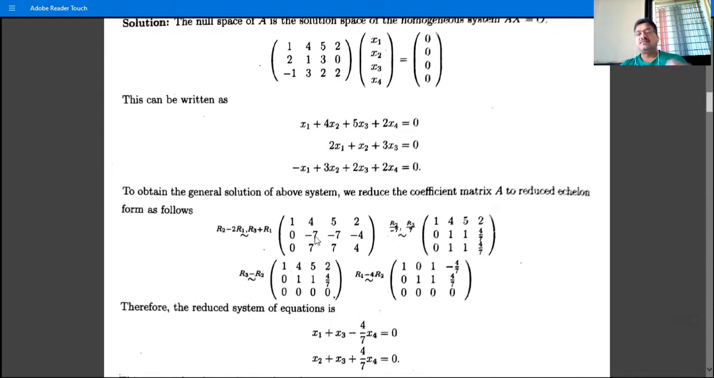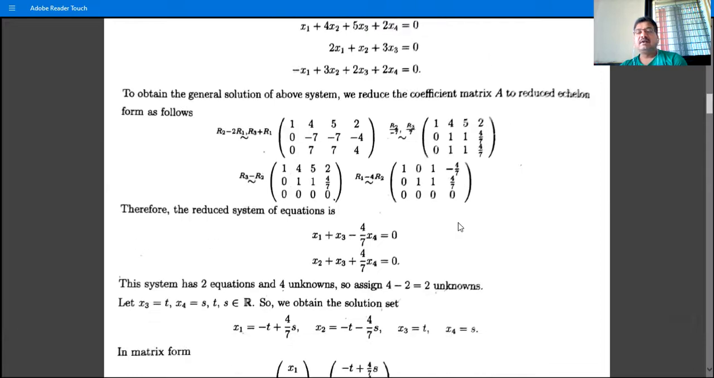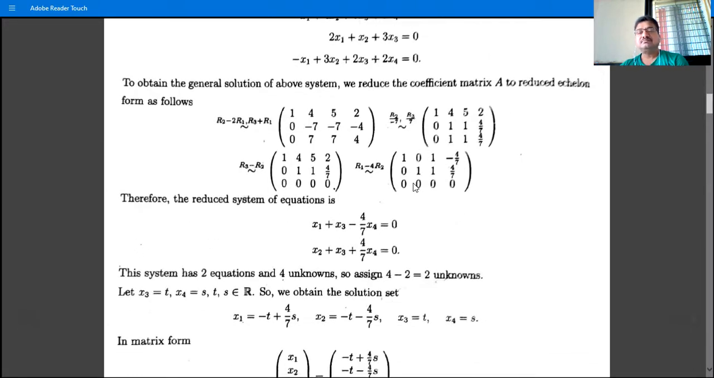So either reduce this entry to 1 or don't; we have the same matrix here. This is an echelon form. Then R1 minus 4 R2 reduces this 4 to 0. This is actually the reduced row echelon form. There is no need to form the reduced row echelon form; we just need the echelon form. And this is the reduced row echelon form.